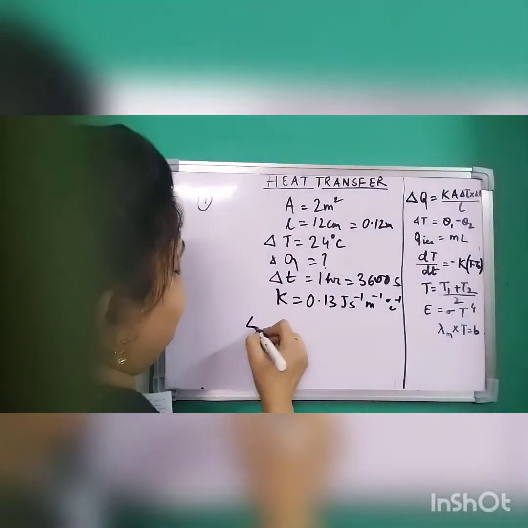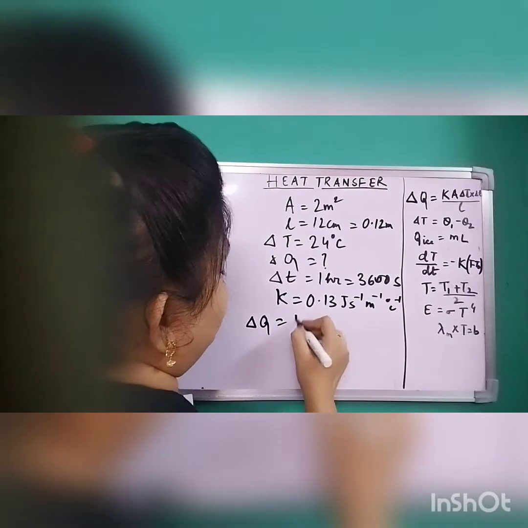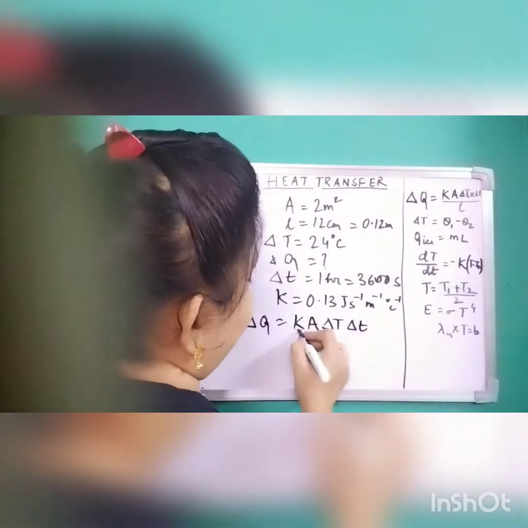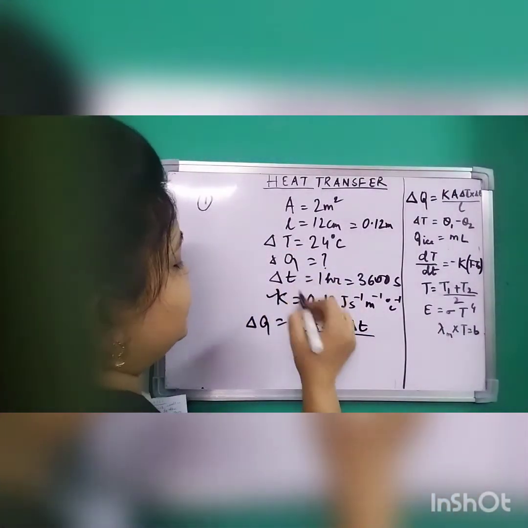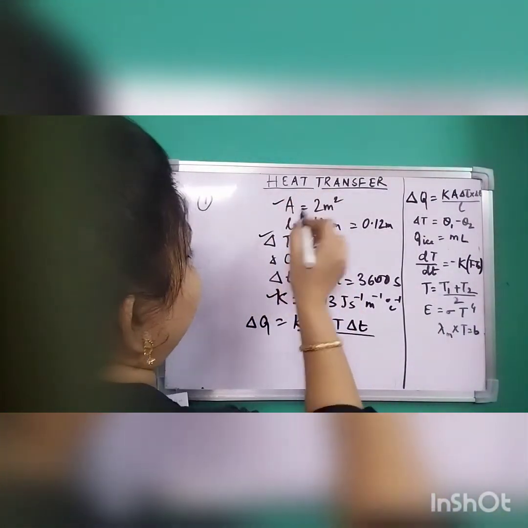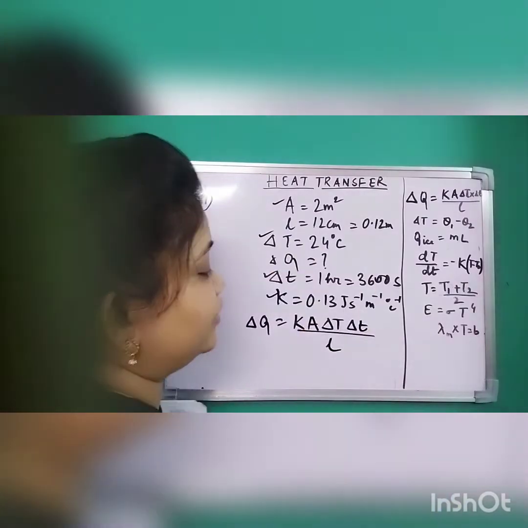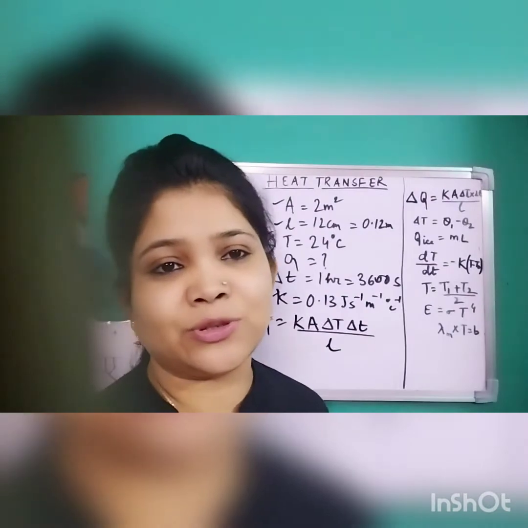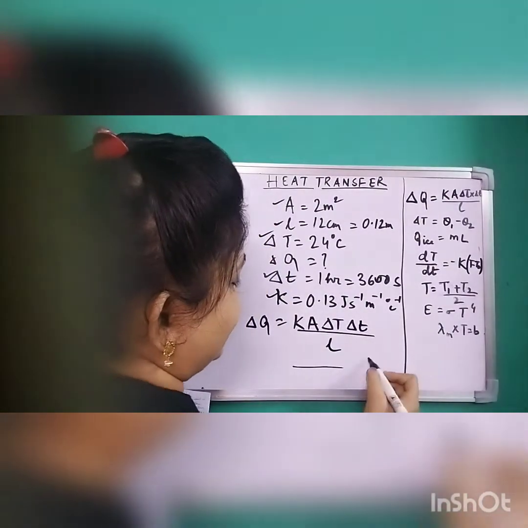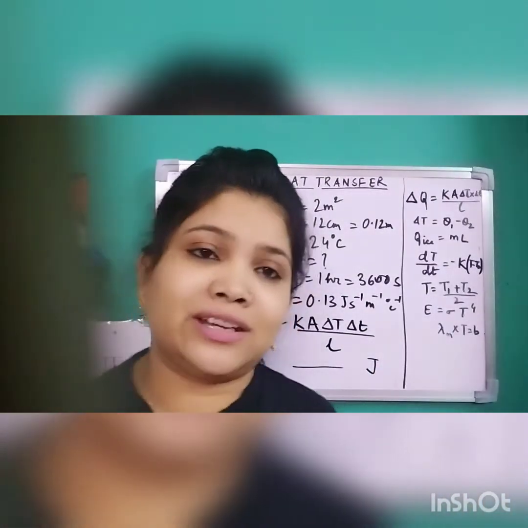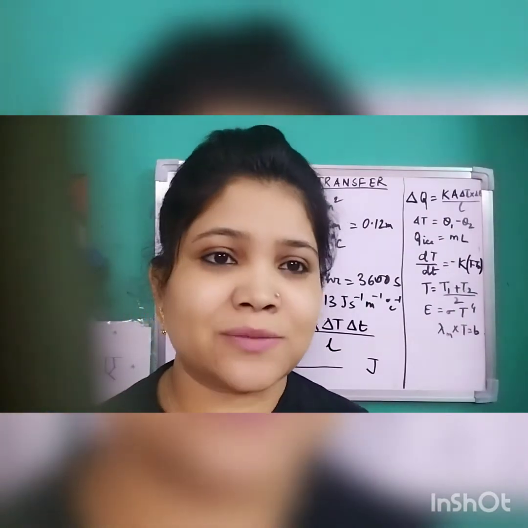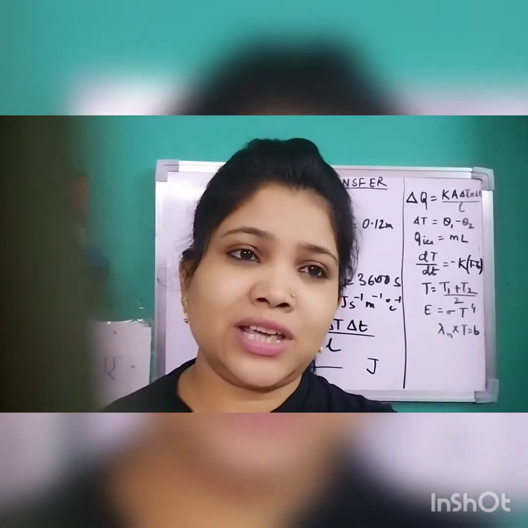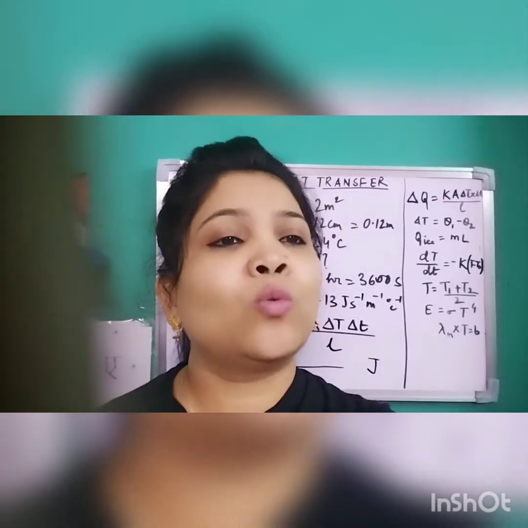Now, delta Q, as I have already told you, what is the formula? K A delta T into small t by L. So you see here, K is given, A is given, delta T is given, small t is given, and also L is given. All the quantities are given to you. So you are going to solve it and get the answer in joules, because the unit of energy is nothing but joules. I hope you've understood the sum. It is a very easy sum. So we are done with number 1.